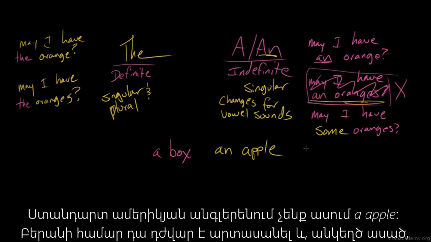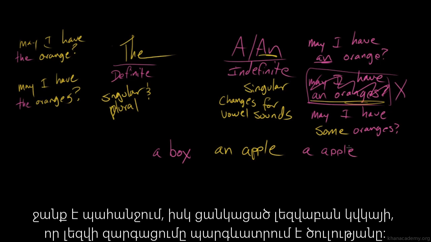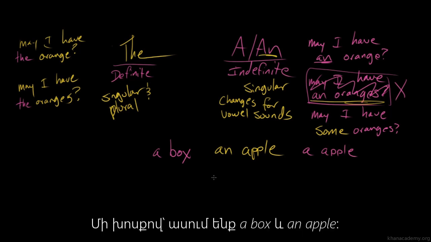And what we don't say in standard American English is a apple. It's not as easy on the mouth. Frankly, it takes a little bit more effort, and any linguist will tell you that the way languages develop is that they reward laziness. So we say a box, but we say an apple.